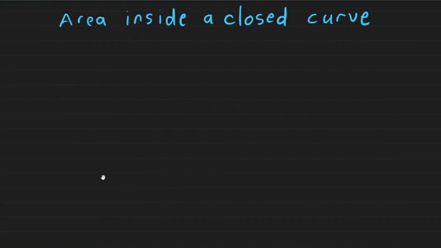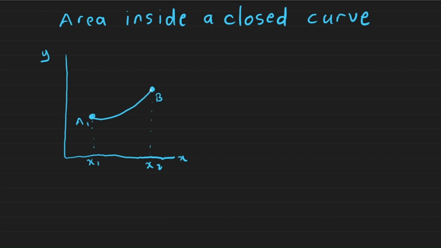In this video, we're going to be looking at the area inside a closed curve. Let's start off by looking at a closed curve in the xy plane. We draw our xy axis. We have a point A, and that point A has a value of x1, and it's being connected to a point B with x value x2. A is linked to B by one curve.